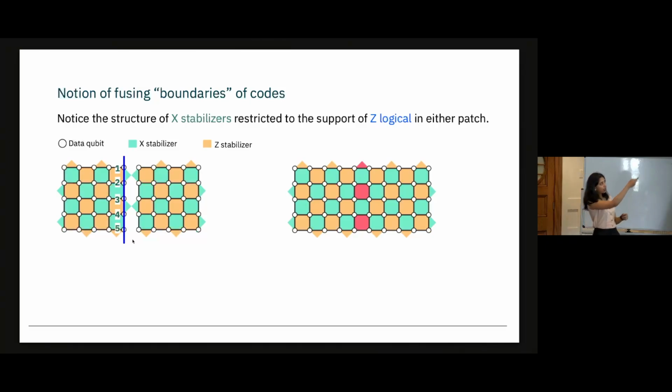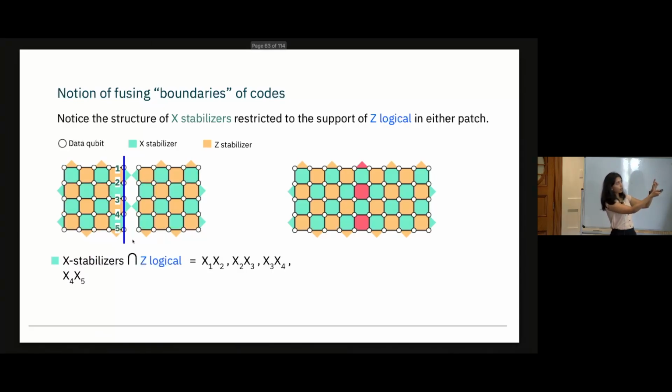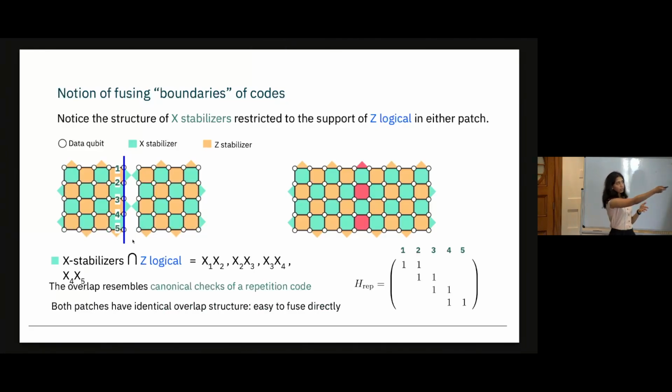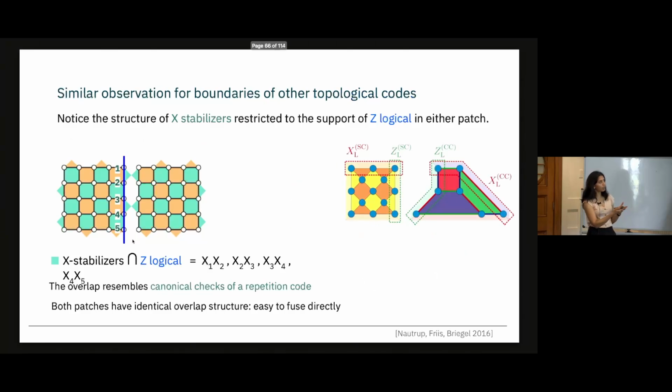So, if you look at each of these Z operators and its overlap on the X stabilizers, something that we see is that the intersection of the Z string with the X stabilizers has the same structure as the repetition code. For example, here it's 1, 2 is this triangle blue stabilizer, then the square one is 2, 3, and so on. So if you look at just the X stabilizers restricted to the support of the logical, it has a repetition code-like structure. And the same applies to the other boundary, and then we just directly fuse these two boundaries that look just like the repetition code. So the repetition code's canonical form is just this check matrix here, and we know how to work with a boundary that looks like this, or two boundaries that look like this.